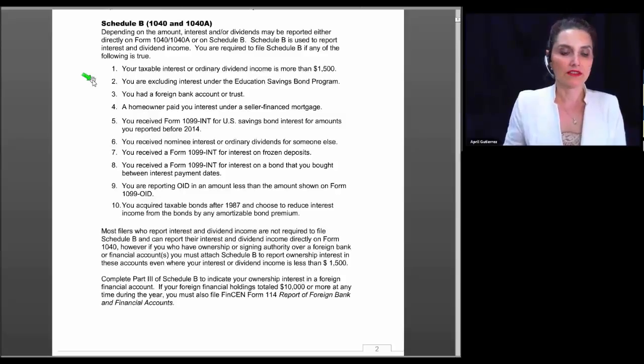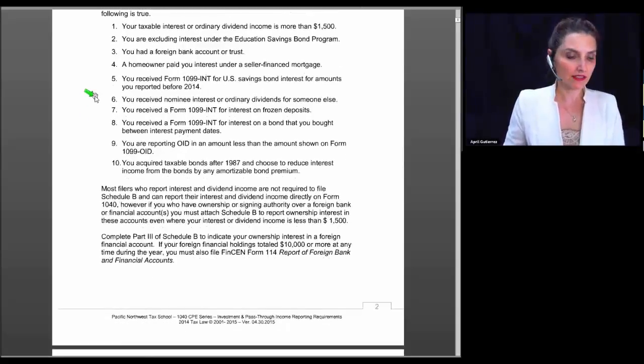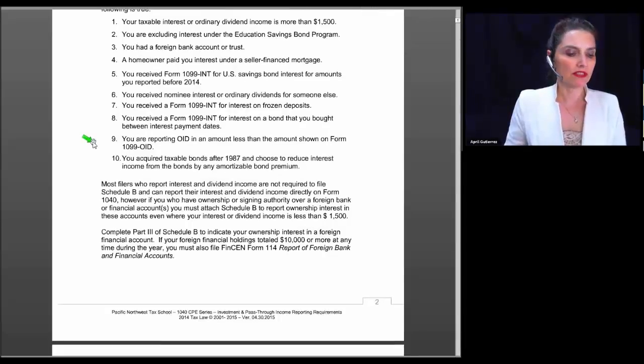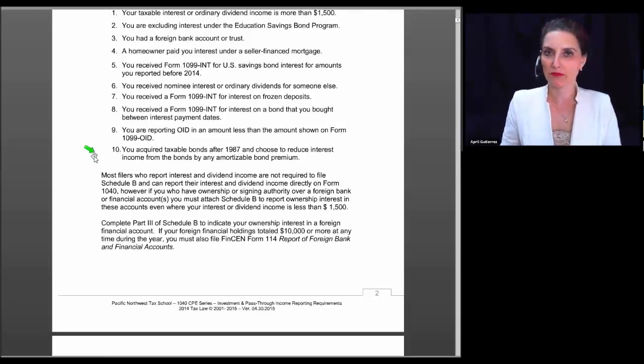Or you were excluding interest under the Education Savings Bond Program, or you had a foreign bank account or trust, or a homeowner paid you interest under a seller-financed mortgage, or you received Form 1099-INT for U.S. savings bond interest for amounts that were reported before 2014, or you received nominee interest or ordinary dividends for someone else, or you received a Form 1099-INT for interest on frozen deposits, or a 1099-INT was issued to you for interest on a bond that you bought between interest payment dates, or you were reporting original issue discount, or OID, in an amount less than the amount shown on Form 1099-OID, and finally you acquired taxable bonds after 1987 and chose to reduce the interest income from the bonds by any amortizable bond premium.